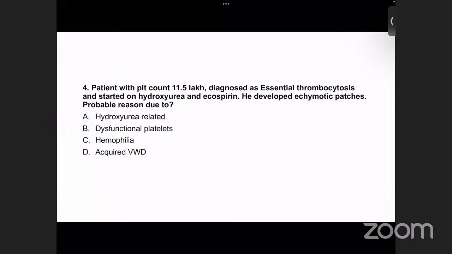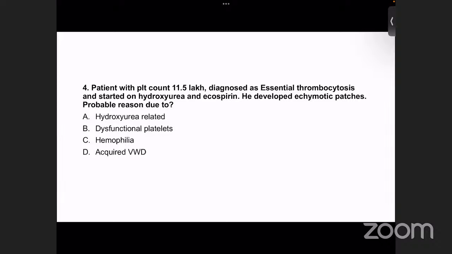Okay, so now coming to the next question. A patient has a given platelet count of 11.5 lakhs. So he or she was diagnosed as essential thrombocythemia, which is a myeloproliferative disorder, and was started on hydroxyurea and ecospirin. Okay, so then he developed ecchymotic patches. So he got some bleeding manifestation. So what could be the probable reason? The options given were hydroxyurea related, dysfunctional platelets, hemophilia, acquired von Willebrand disease.